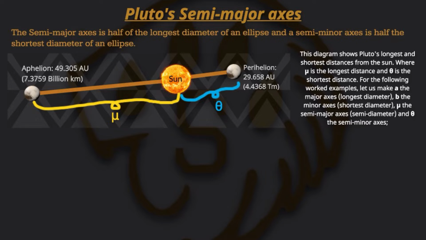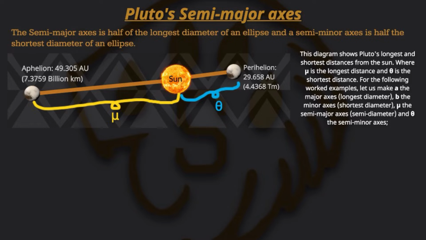Pluto's semi-major axis. The semi-major axis is half of the longest diameter of an ellipse, and a semi-minor axis is half the shortest diameter of an ellipse. This diagram shows Pluto's longest and shortest distances from the Sun, where micro is the longest distance and theta is the shortest distance. So as we can see, the aphelion is 49.305 astronomical units, which is 7.3759 billion kilometers, or 7.3759 terameters, which means at this point the planet Pluto will be this distance away from the Sun.